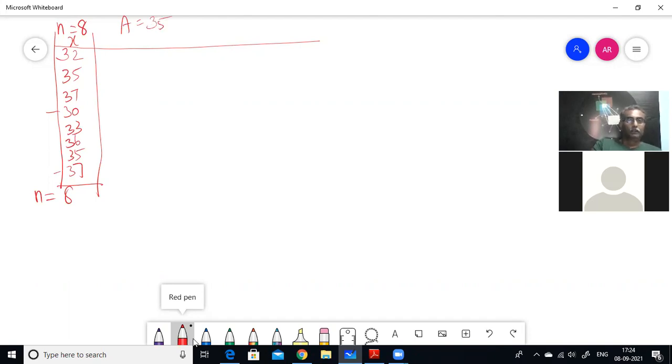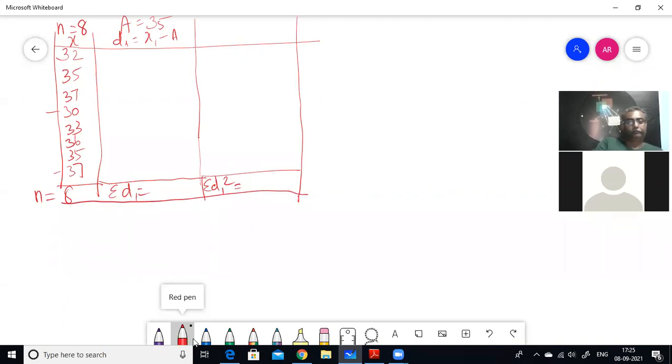Now what you have to do: d of i is equal to x of i minus a. Then we have to find sigma d of i and sigma d of i squared. So x of i minus 35.